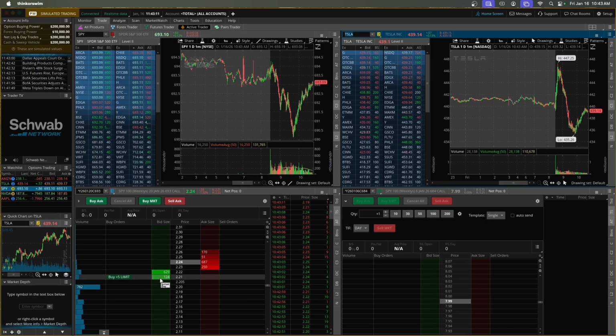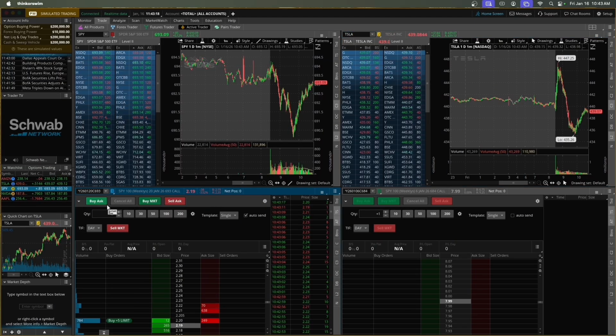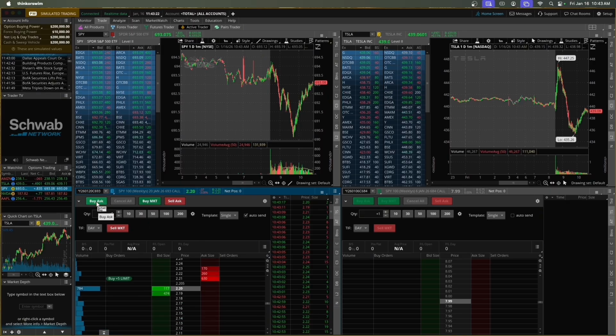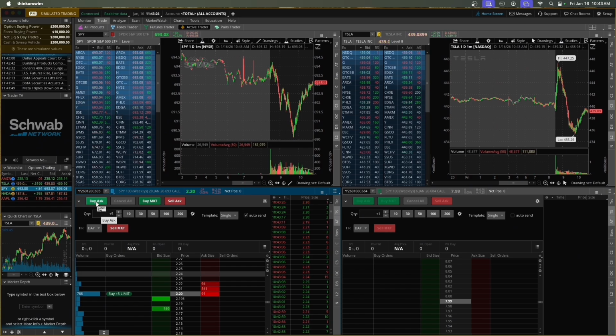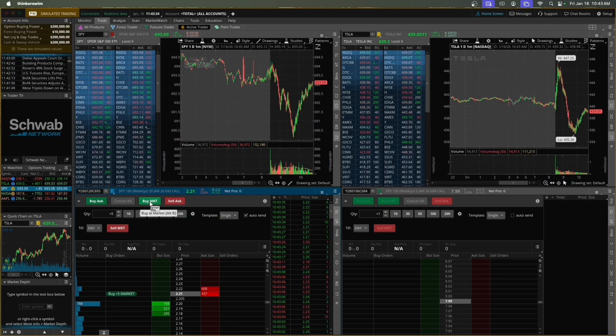If I click here, I have to show you my settings on here first, okay? So if I click buy at the ask, what it's going to do is it's going to buy wherever there's a price that people are selling. So it's essentially going to instantly fill me. Okay. If I buy market, it's going to buy me at the market price.